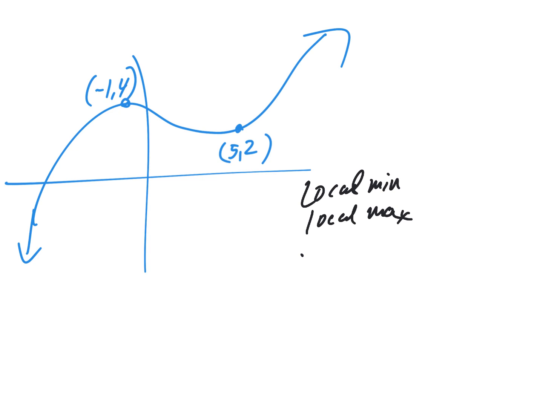So, local min. Put 5, 2. The low spot. That's it. Local max. Did you put -1, 4? Okay, good. What is another question we could answer about this? Yes?